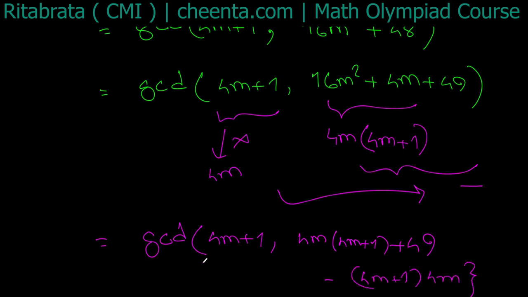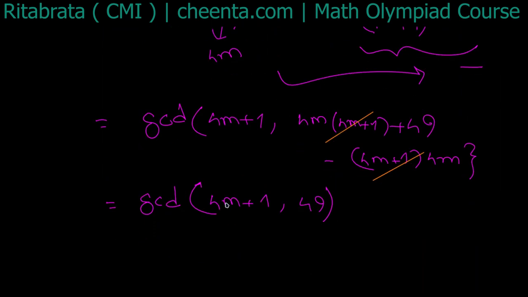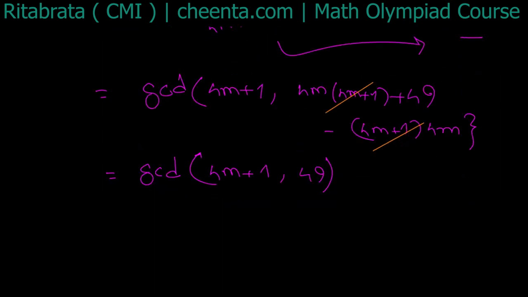This is the same because GCD of a comma b is the same as GCD of a comma b minus any multiple of a. And here my a is 4m plus 1, I'll take my multiple to be 4m. So this is just GCD of 4m plus 1, comma 49, because all the other parts are cancelling out. And 49 is just 7 squared. And GCD are the divisors of it. So this belongs to either 1, 7 or 49. Now we know that 1 is not possible, so 7 and 49 are the only possible options.